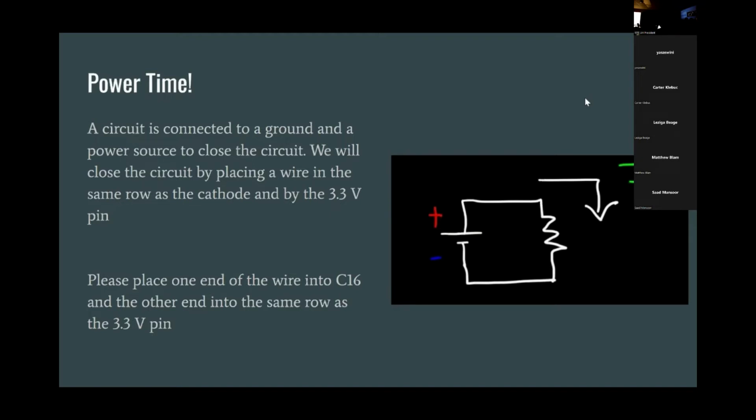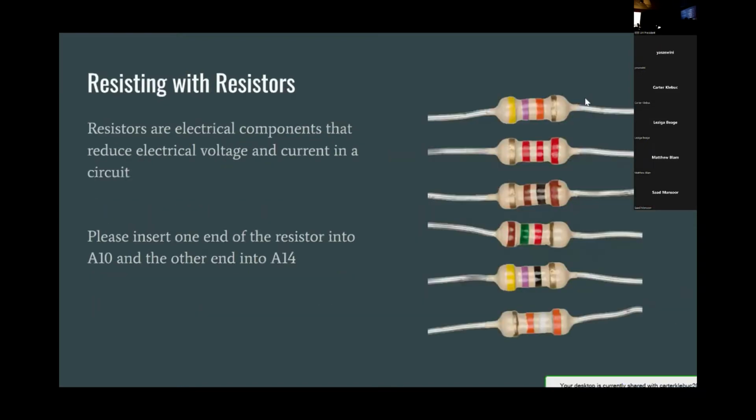Now let me back up, because we're going to actually physically build our circuit. I want you to place one end of the resistor onto section A10 of the breadboard. And right now we're going to turn on the lights, or Matt's going to turn on the lights. Now, if you could please place the other end of the resistor into A14.